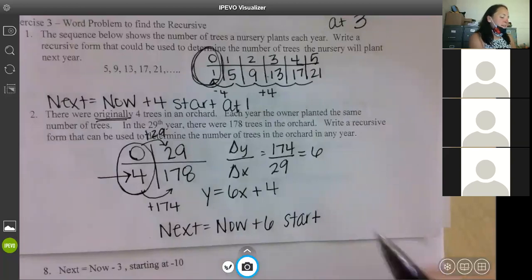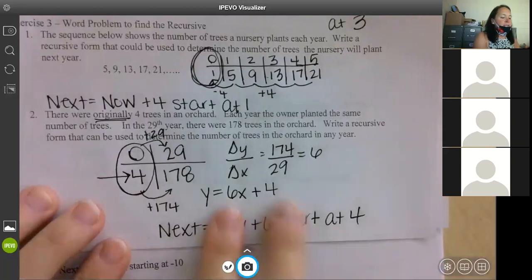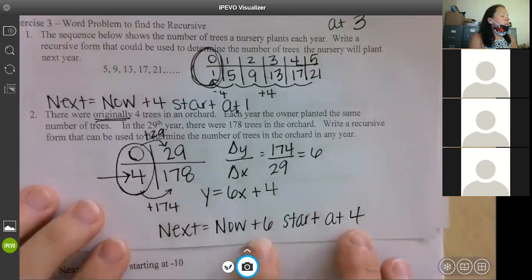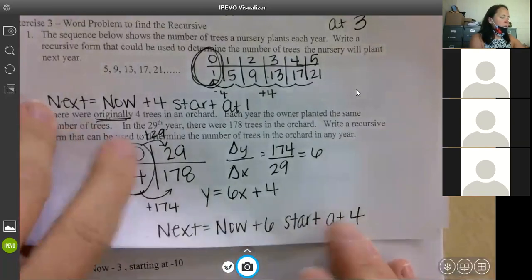And then what? Start at 4. Yeah, it goes in the same order, guys. So if you're worried about which number comes first, it's always your slope first and then your y-intercept. And the way you know whether it's plus or minus is if it's positive or negative. Okay, flip it over.